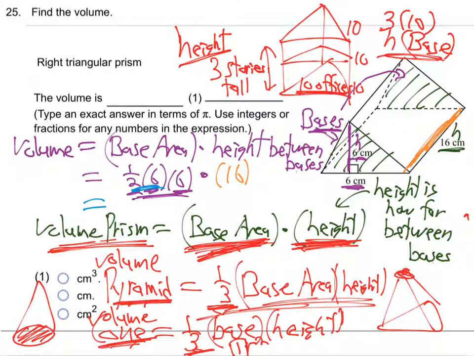Half of 6 is 3. 3 times 6 is 18 times 16. I don't know, use your calculator. I'm going to use mine. 288, it's looking like. 288, and what are the units there?